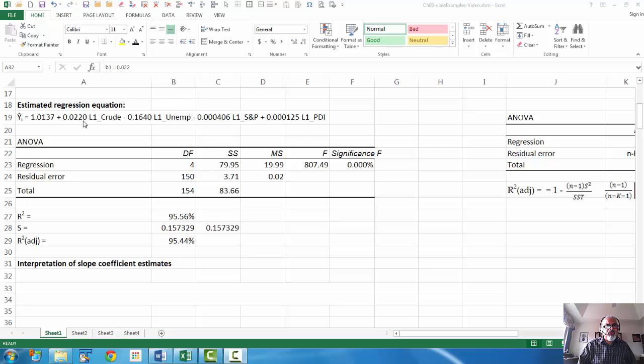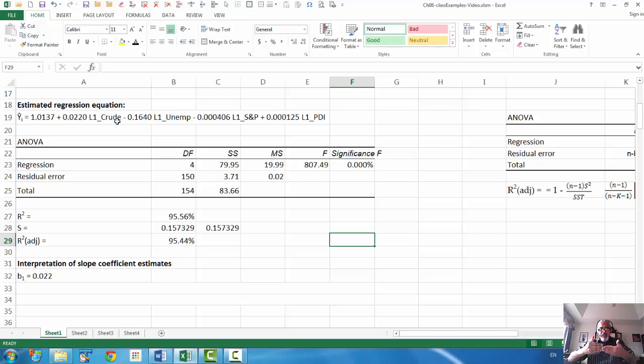So let's start with the first one. b sub 1 equal to 0.022. Okay, so that's our value of the slope coefficient. So this is a plus value, which means if the L1 crude goes up by 1 unit, y hat will go up by 0.022 units. Now L1 crude is price of crude oil in dollars. So a dollar increase in the crude oil, 1 month lag.